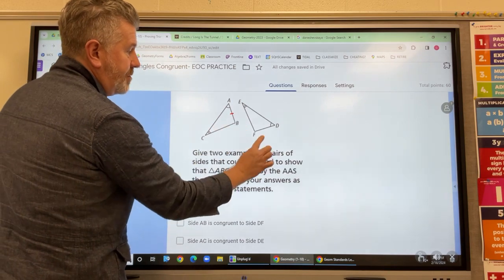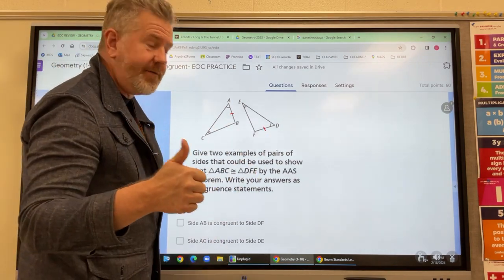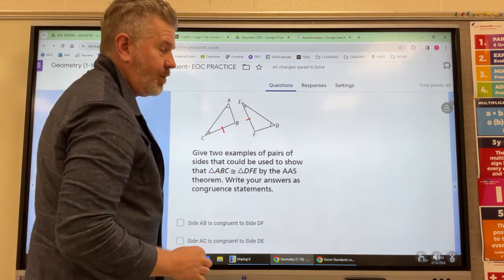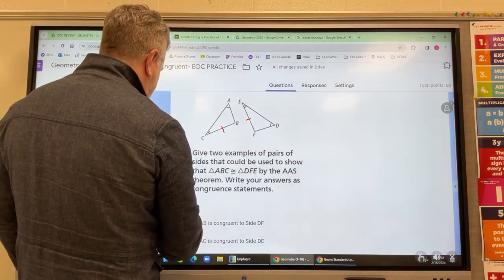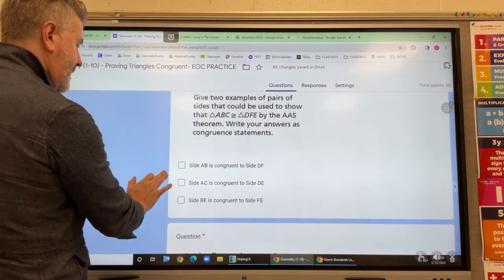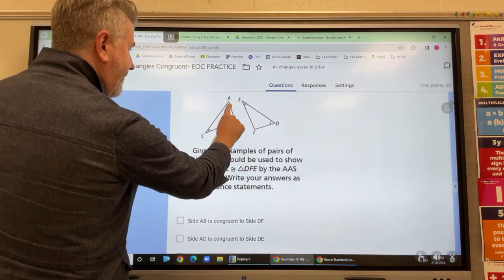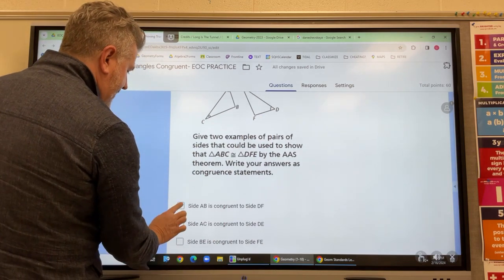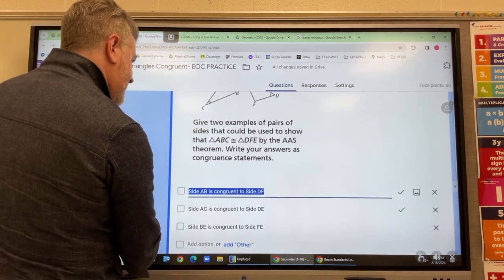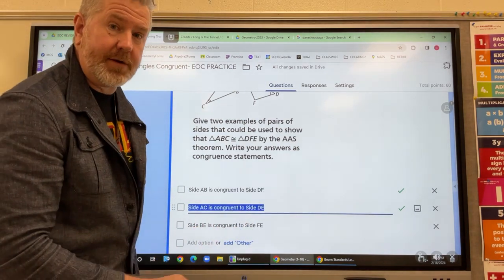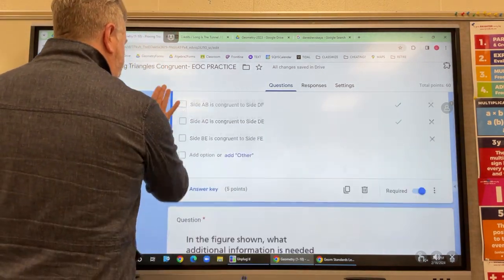So AB could be congruent to FD. That would prove it. Or BC could be congruent to EF. That would prove it as well. So we're going to have to scroll up here. So AB and DF, that's correct, and AC and DE would be congruent. There we go. Those are the 2 for that one.